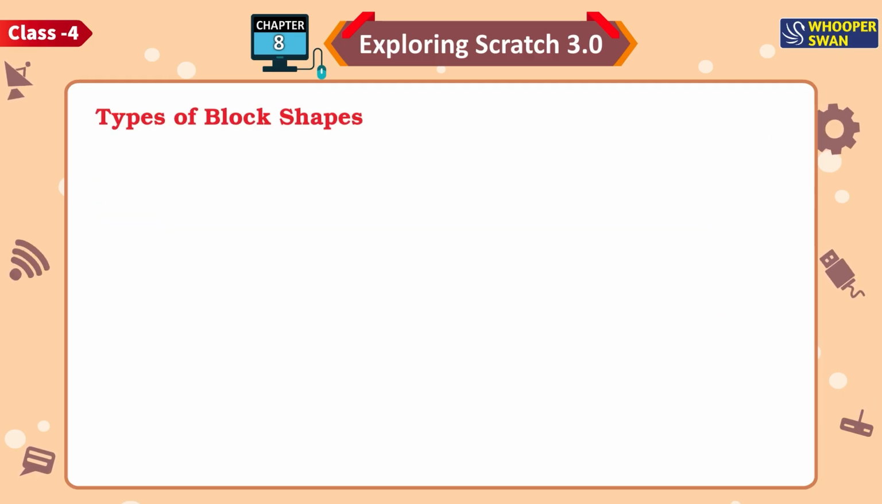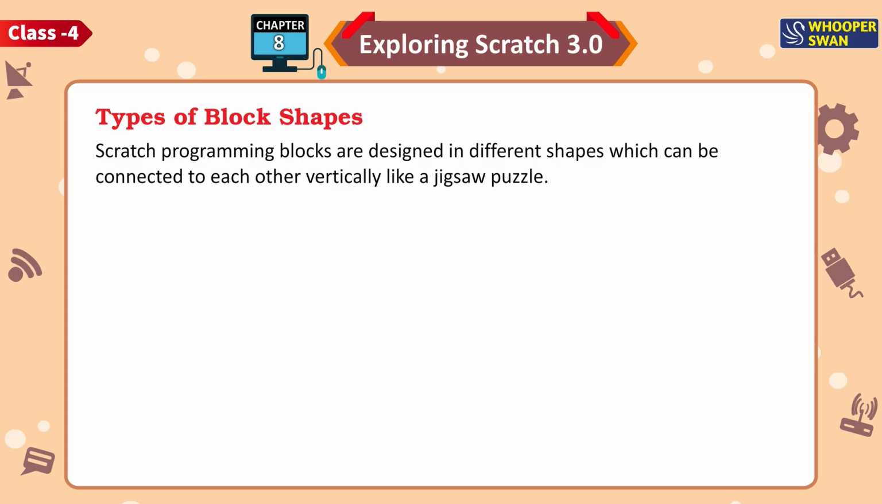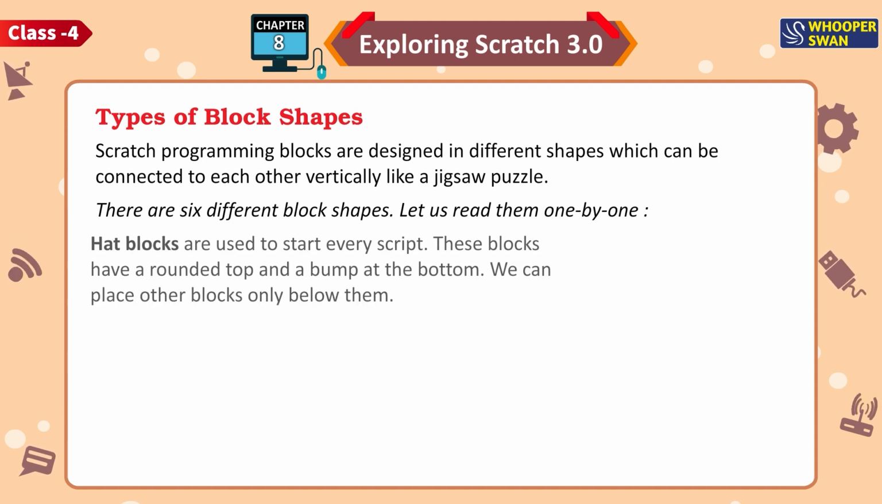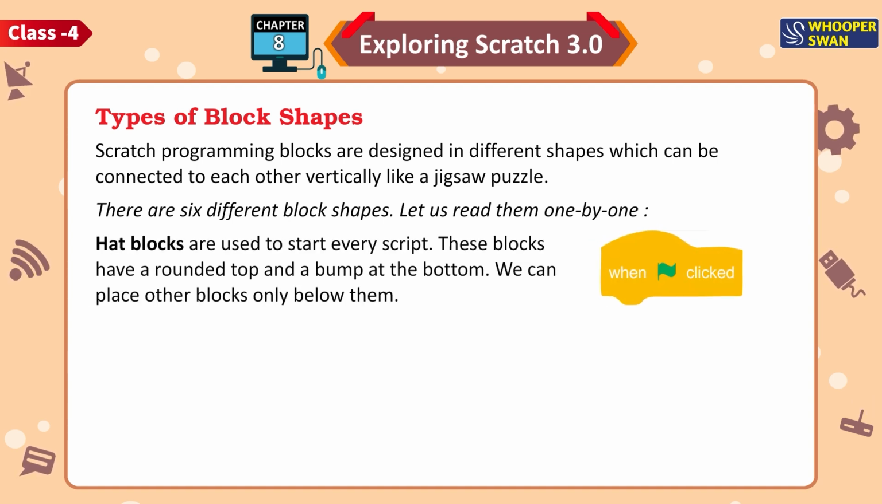Types of block shapes. Scratch programming blocks are designed in different shapes which can be connected to each other vertically like a jigsaw puzzle. There are 6 different block shapes. Let us read them one by one. Hat blocks are used to start every script. These blocks have a rounded top and a bump at the bottom. We can place other blocks only below them.